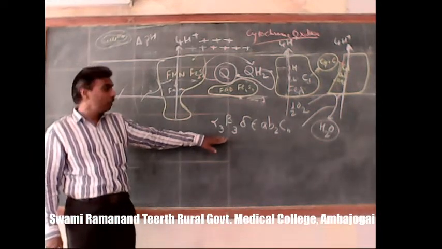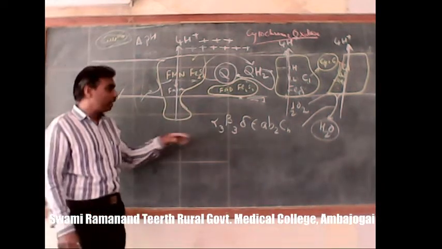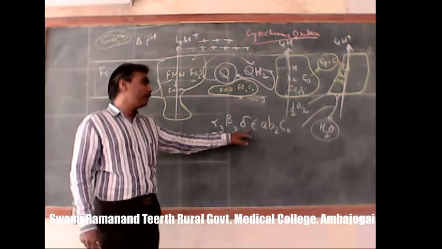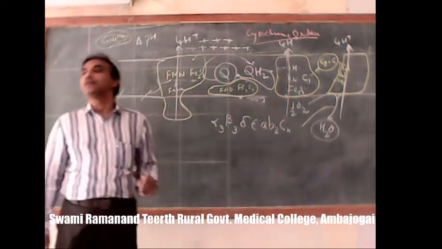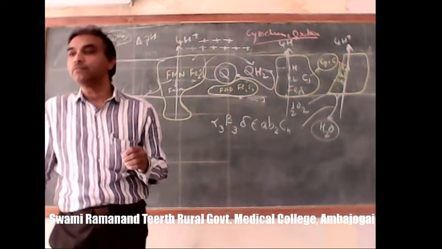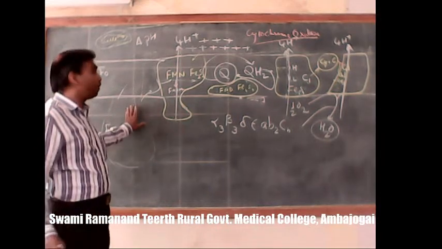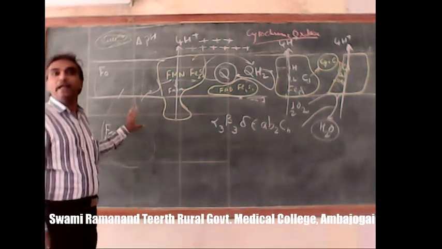So this is the configuration of this particular ATP synthase: it has 3 alpha units, 3 beta units, 1 delta, 1 epsilon, 1 A, 2 B units, and 9 to 12 C units. So this is how this particular segment, or this particular F1 ATPase, is.